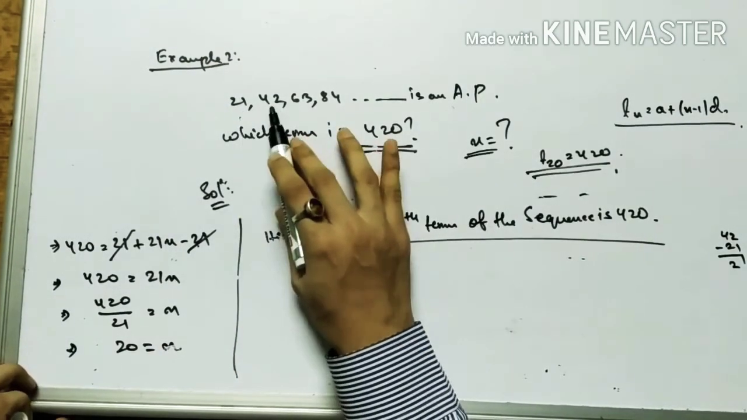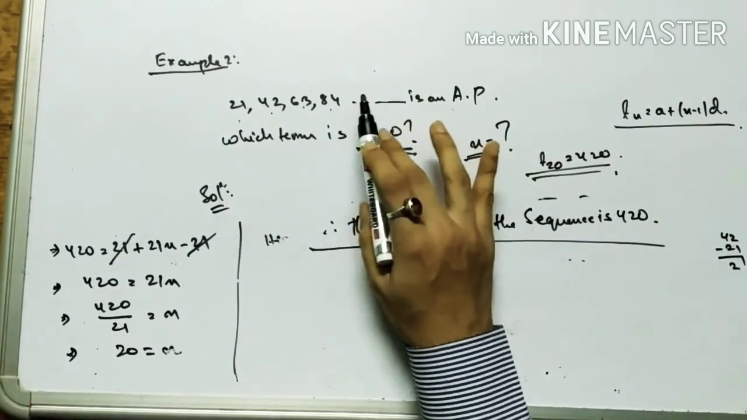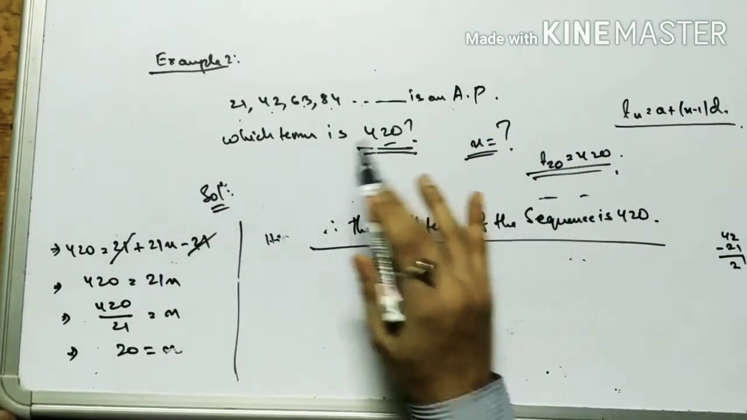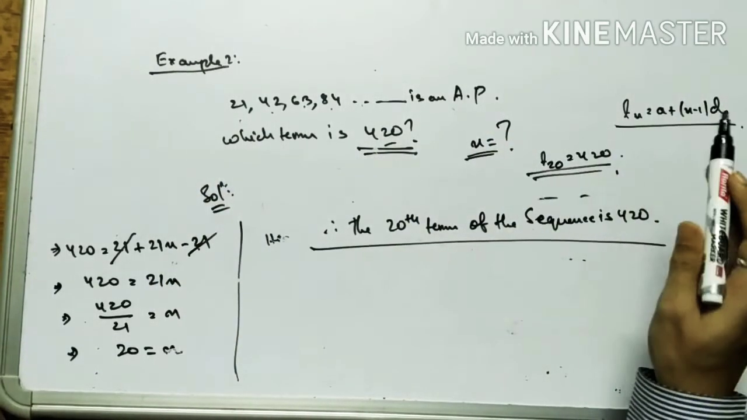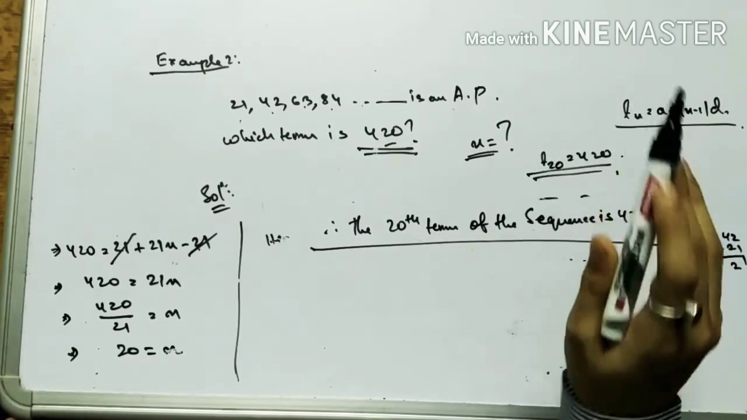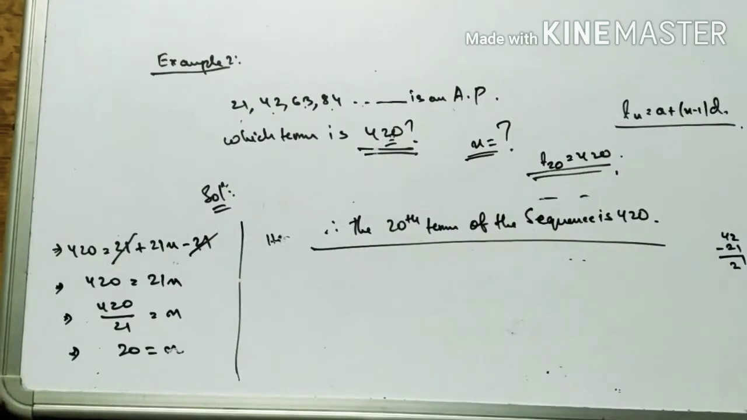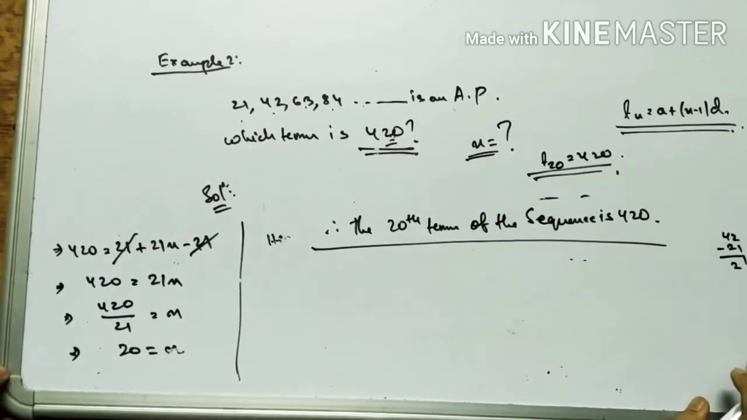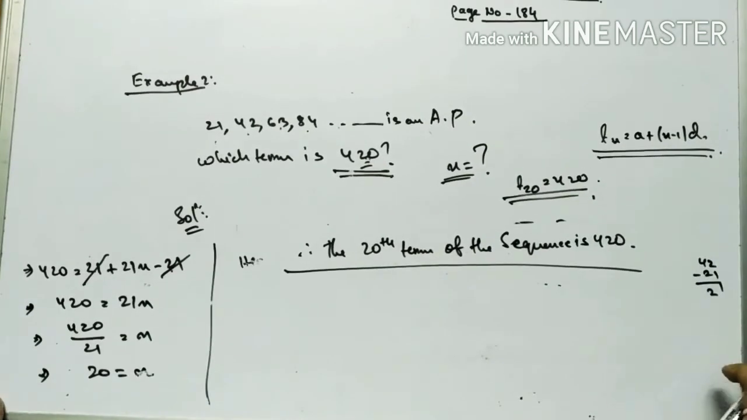So this is first term, second term, third term, fourth term, fifth term, sixth term, seventh term, eighth term, ninth term, 10th term, then again 11, 12, 13, 14, 15, 16, 17, 18, 19, 20. That 20th term will be this one. Understand? So these are some of the applications of this formula, Tn is equal to a plus (n minus 1) into d. In this chapter, this formula is very important.